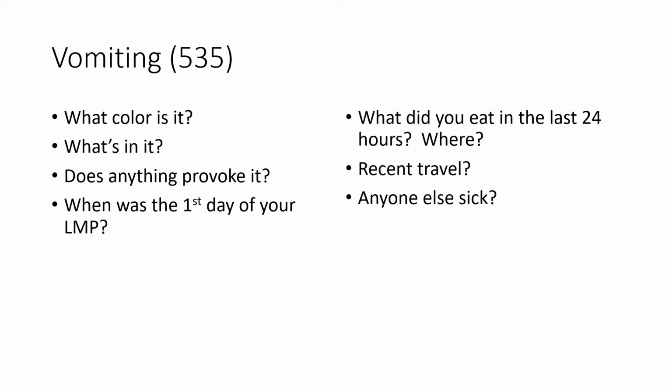So you want to do all that old cart stuff on set. What does it look like? Is it undigested food? Is it just bile? Is it yellow? Is it coffee ground looking? Because if it's coffee ground, then that's partially digested blood. If it's bright red blood, then that usually indicates a more rapid bleed than partially digested blood.